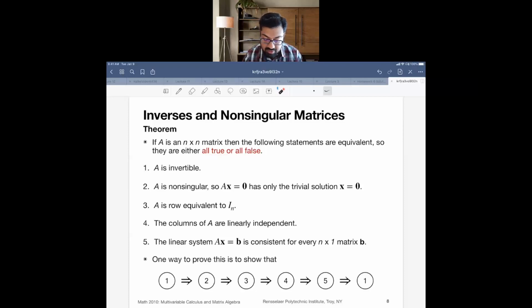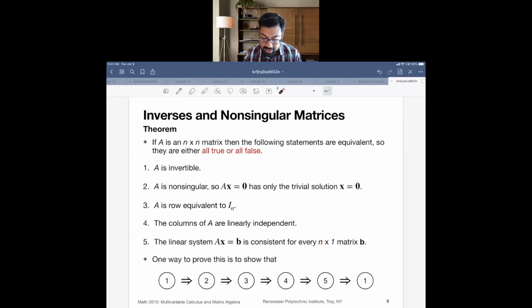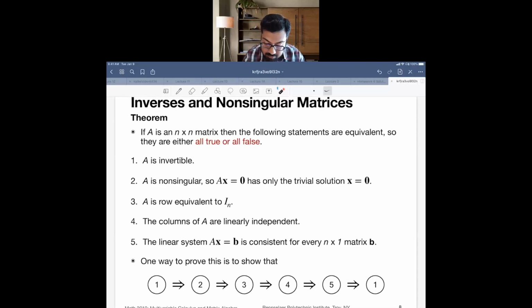So suppose that I say 2 is true. If 2 is true, all the other statements will be true. And if any one of them is false, so for example, A is false, then all the others will be false. So all true or all false. Now let me just walk you through the statements here. The first statement is A is invertible. Okay, so if A is invertible, then A is non-singular.